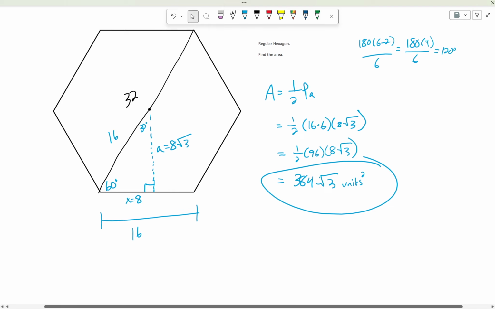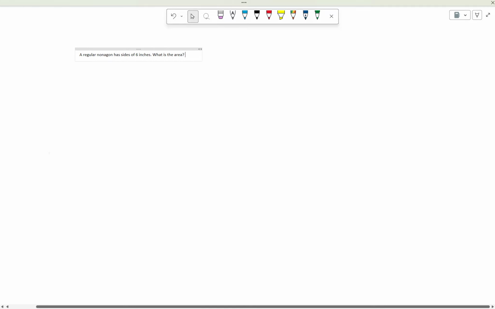Now, no pictures allowed, right? This is what's going to be funny. This is where we're going to go with this. We have a regular nonagon. It has sides of 6 inches. What's the area? Well, we don't even need a picture, but you know what we're going to draw here?